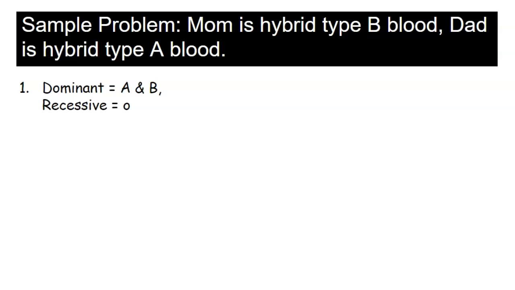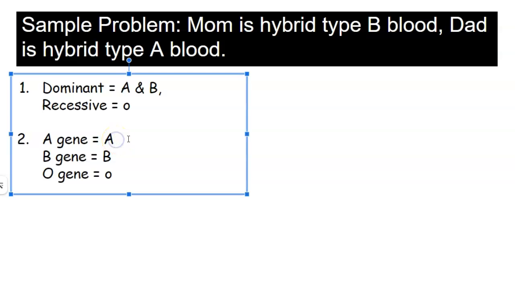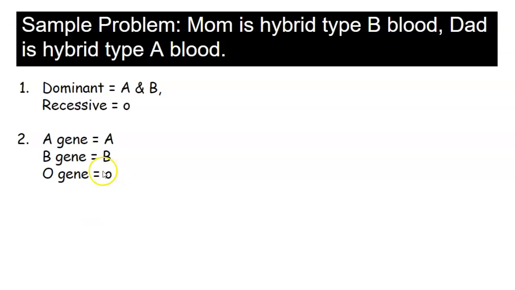Our second step, we have to assign letters. Okay, so the A gene, we're going to give an A. The B gene, we're going to give a B. And the O gene, we're going to give a little O. Now, I will tell you, you might see some other people writing other letters. There's another way you can write these, and that's with an I and an A, an I and a B, and then the recessive is a little I. I think that's more confusing, so I don't use those. We're just going to use A gene is A, B gene is B, and O gene is O, and we're going to write that O really little so that we remember that it's recessive.